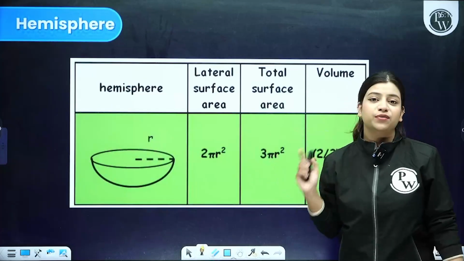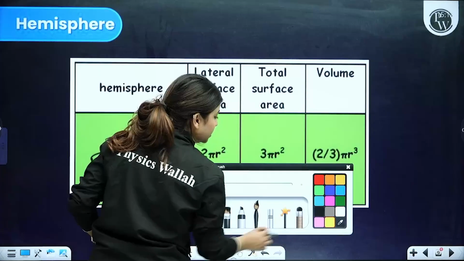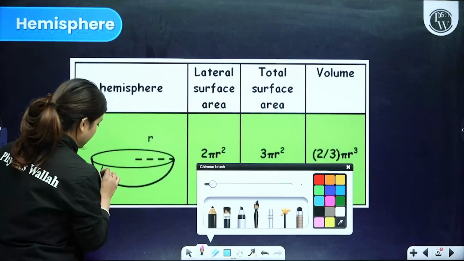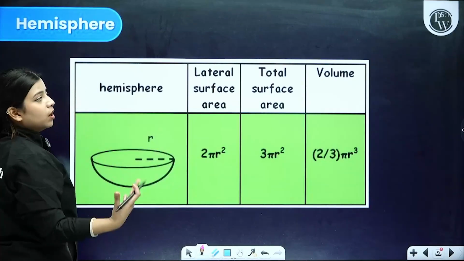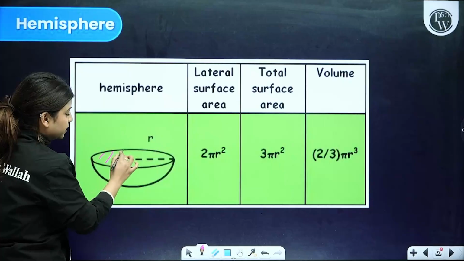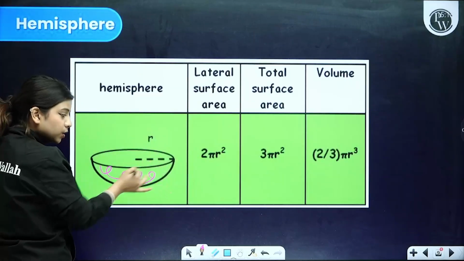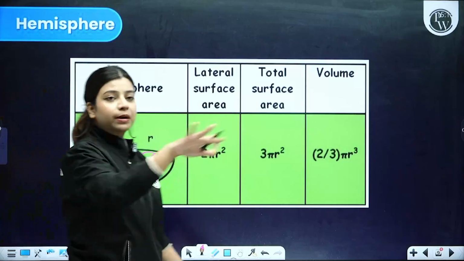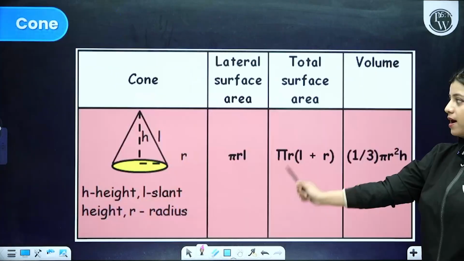Now in hemisphere, we have total surface area and curved surface area, because students, when we talk about curved surface area, we are just talking about this particular surface. But when we are talking about total surface area, that means this is also included. So for lateral, only this part. For total, this part plus the upper circular region as well. That's why it is 2 pi r square and 3 pi r square.